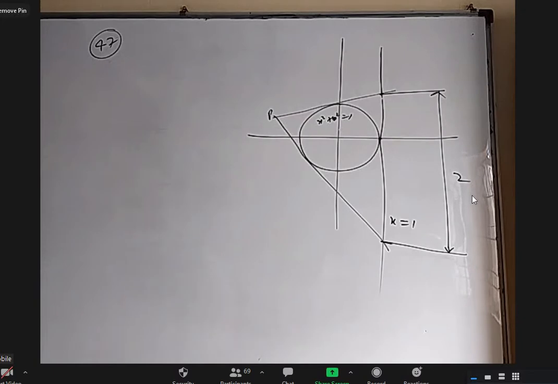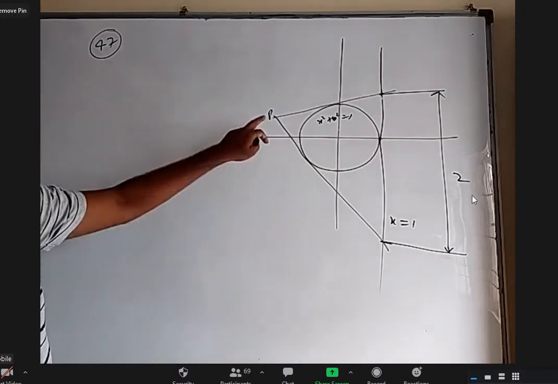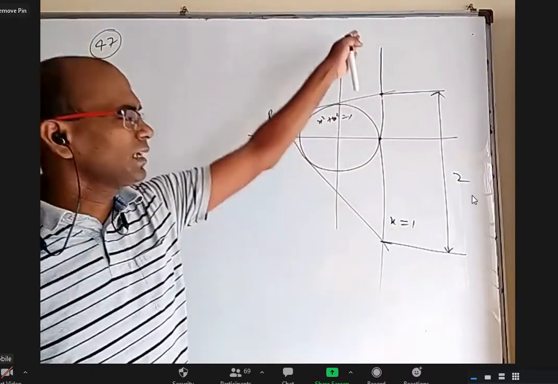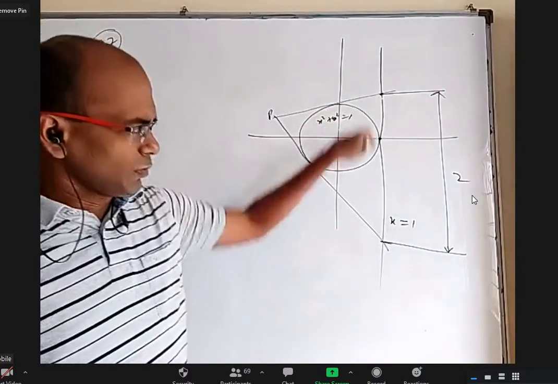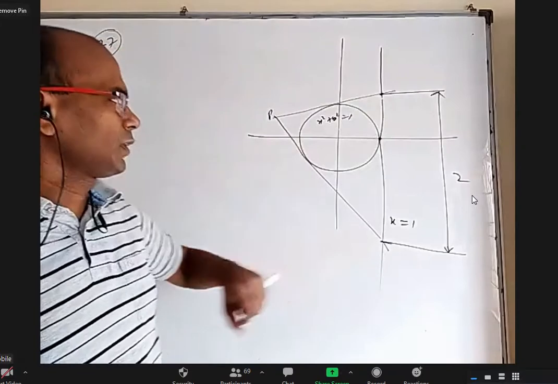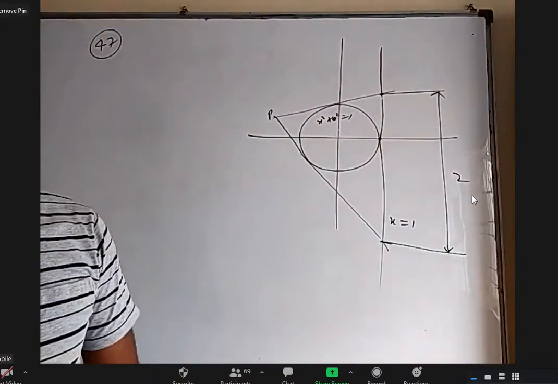Anybody have a doubt about what the question is? From an external point P, you draw two tangents to the circle. They will intersect the line x equals 1 at two points. The distance between those two points is 2. This is a variable point, this is a variable point. Mainly these are two tangents. What is the locus of this P?